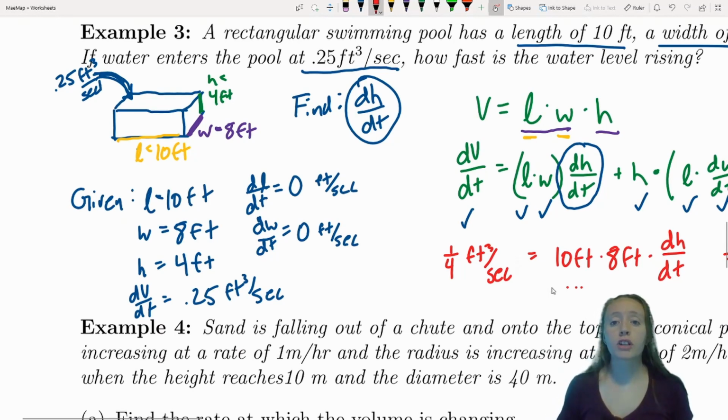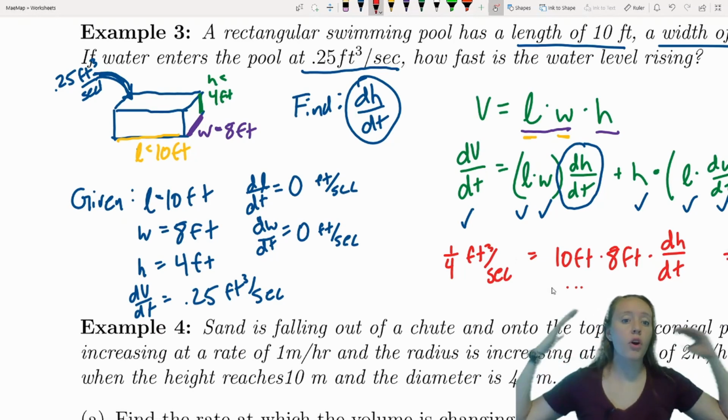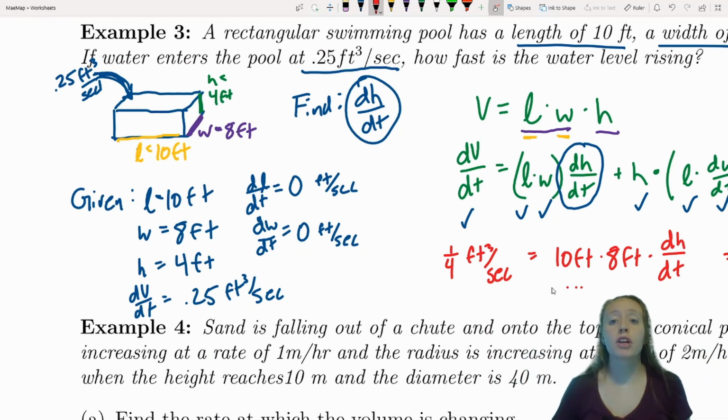Because the total volume of the pool, if I was to fill it all the way up to the brim, that volume is 10 times 8 times 4, which is 320. So if the pool holds 320 cubic feet of water and I'm filling it at a rate of 0.25, it's going to take 320 divided by 0.25. That's how many seconds it's going to take, which is 1,280 seconds, or 21.3 repeating minutes, if you want to think about it that way.